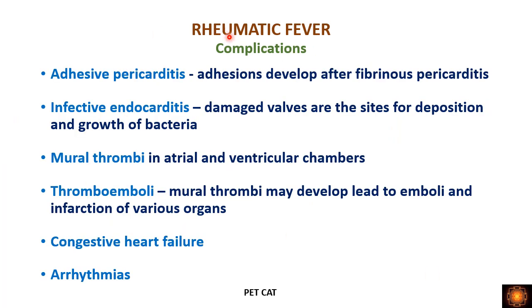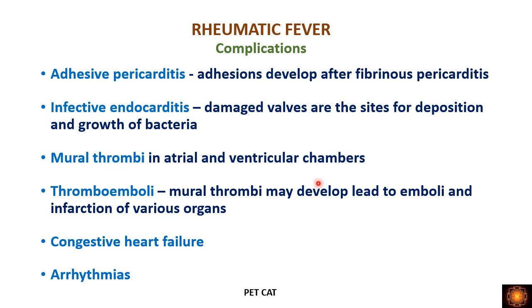Now, complications of rheumatic fever are adhesive pericarditis, infective endocarditis, mural thrombi in the atrial and ventricular chambers, thromboemboli, congestive heart failure, and arrhythmias. Adhesive pericarditis develops after the fibrinous pericarditis. As a healing process, adhesions develop. Infective endocarditis occurs on the damaged walls. We have the deposition and growth of bacteria.